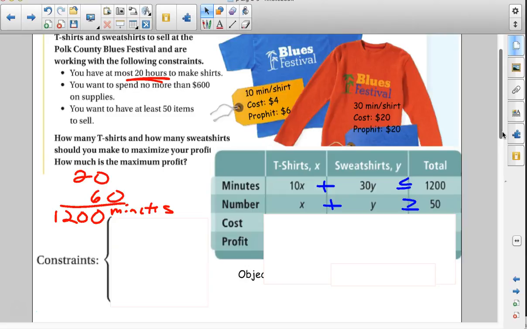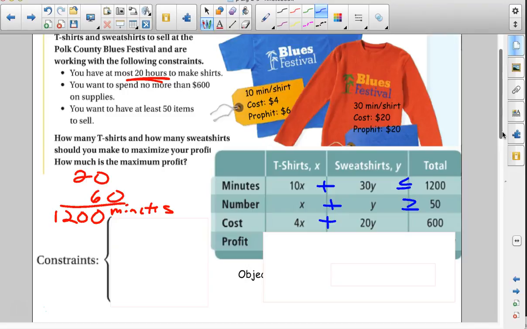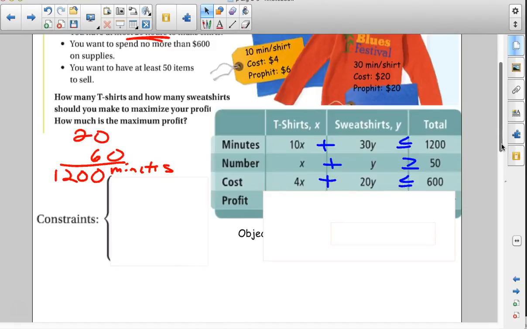So I look up here and I see, well, this one, we've got the cost at $4, we've got the cost at $20, and it said we wanted to spend no more than $600 on those supplies. So 4x plus 20y has to be less than or equal to $600. Those are my constraints, along with the fact that you cannot have a negative amount of t-shirts and sweatshirts.